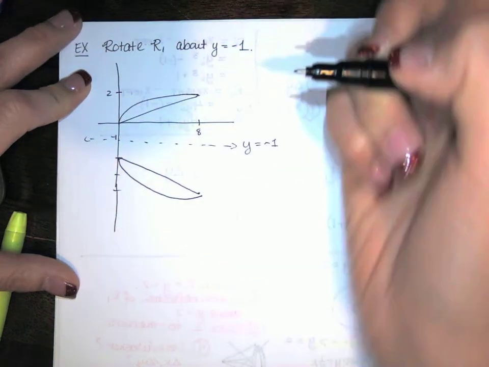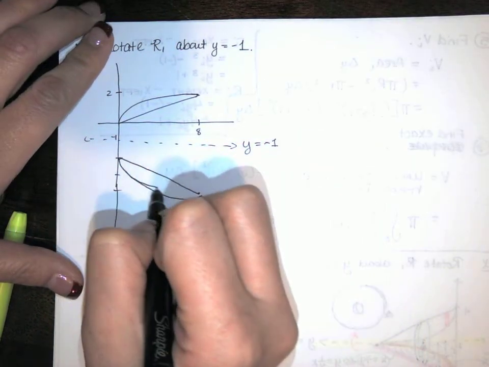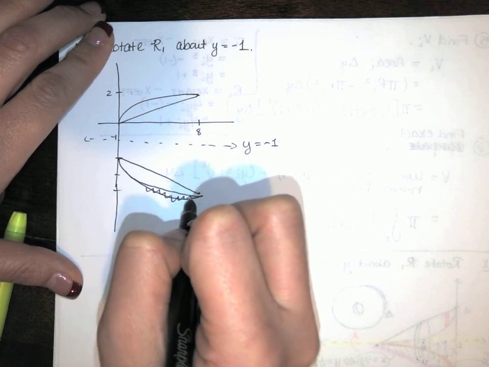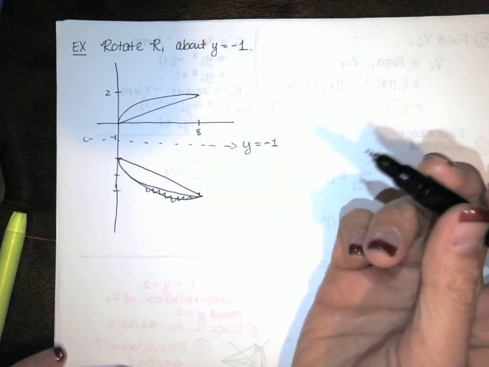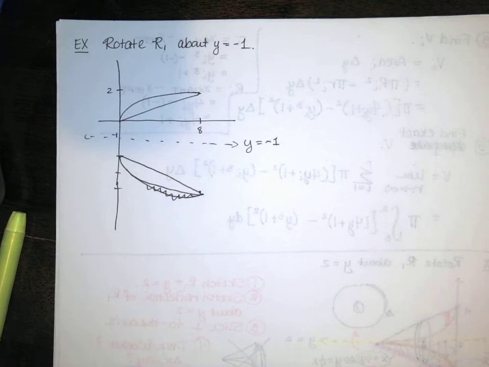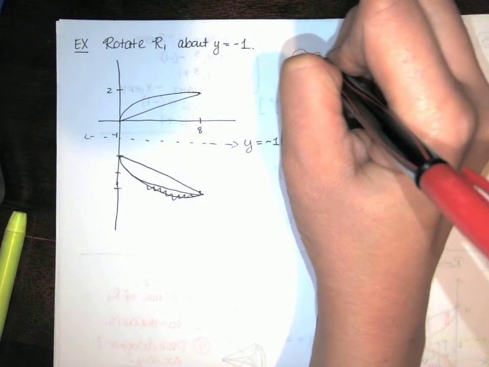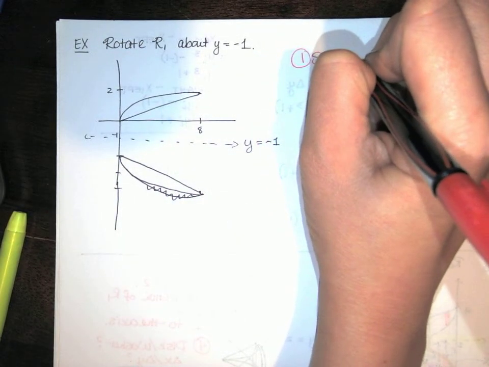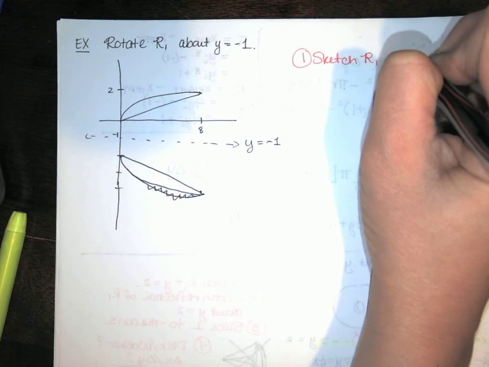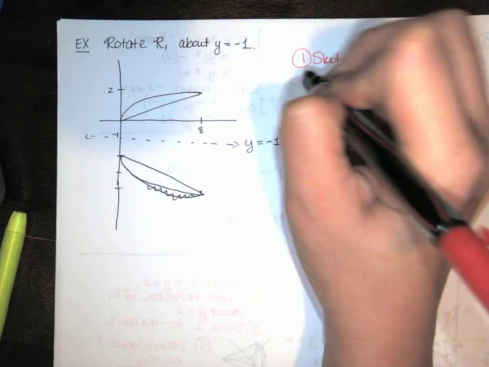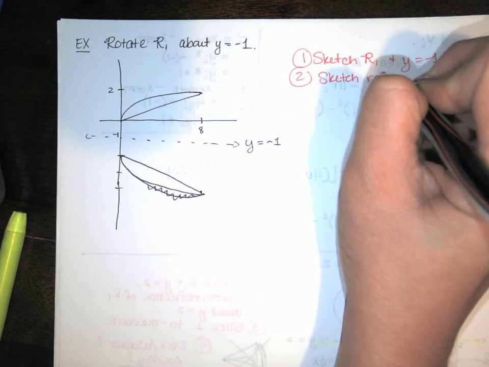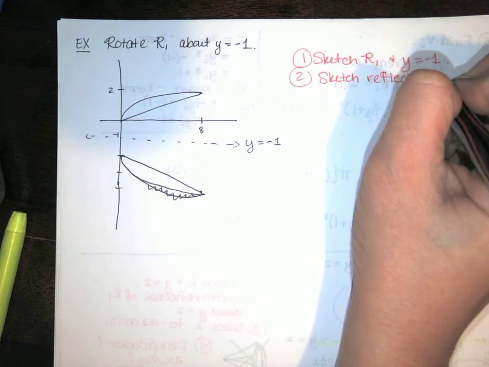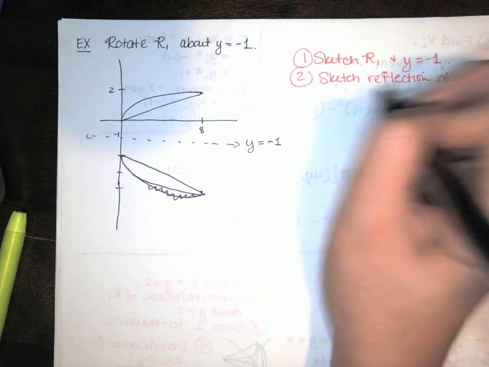Sort of weird Pac-Man-like shape. I'm so sorry, that is horrible. Ugh. We do the best we can. Okay, so I'm taking this. What do we always do? Sketch the region and the axis. Then we sketch the reflection about that line.